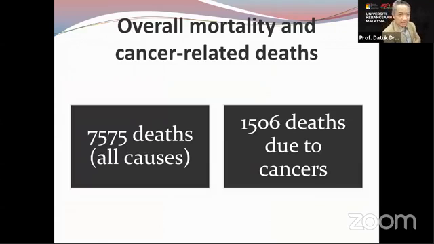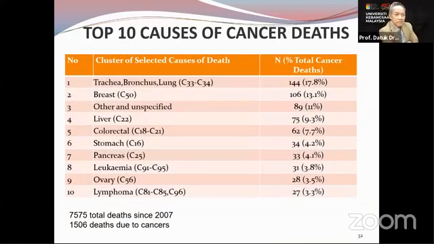I just would like, in the last few slides, to look at the mortality. Since recruitment, we have recorded 7,575 deaths from all causes, and 1,506 deaths due to cancers. So these are the top 10 cancer deaths in our cohort. They're quite similar to the national data, and this again is because we have pre-symptomatic or pre-diagnostic samples. These are really valuable data and specimens to detect biomarkers for early cancers.